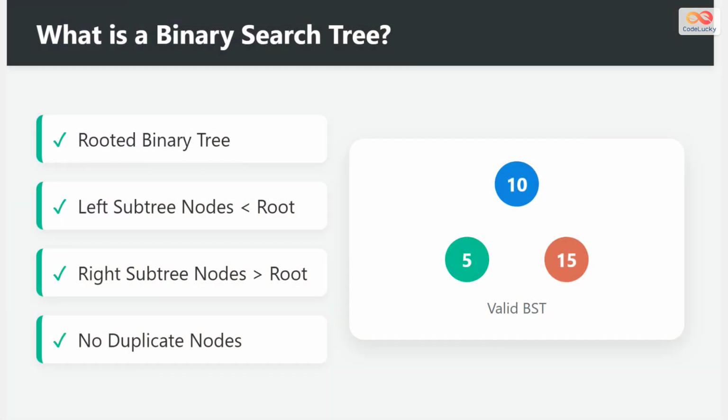Before we count them, let's briefly recall what a binary search tree, or BST, actually is. A BST is a rooted binary tree with a specific property. For any given node, all values in its left subtree are smaller than the node's value, and all values in its right subtree are greater. Also, there are no duplicate values.